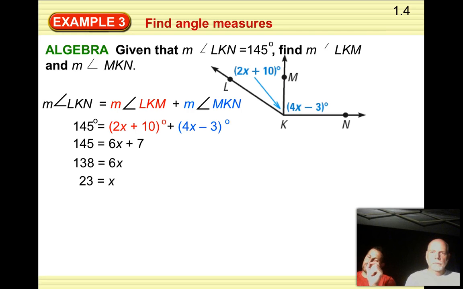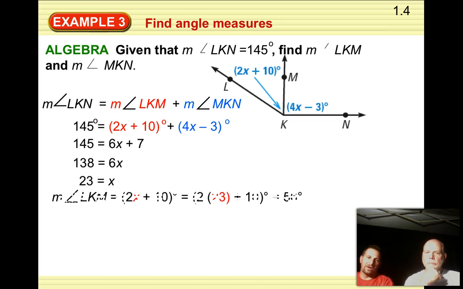Now, remember, there's another step. Just like on the segment addition postulate problem we did, that's only x. They don't tell us to find x. They tell us to find the measurement of LKM and the measurement of MKN. So you've got to go back and plug things in. You could plug x in twice, or you could plug x in once and subtract the one you get from 145, and that'll automatically give you the other one.